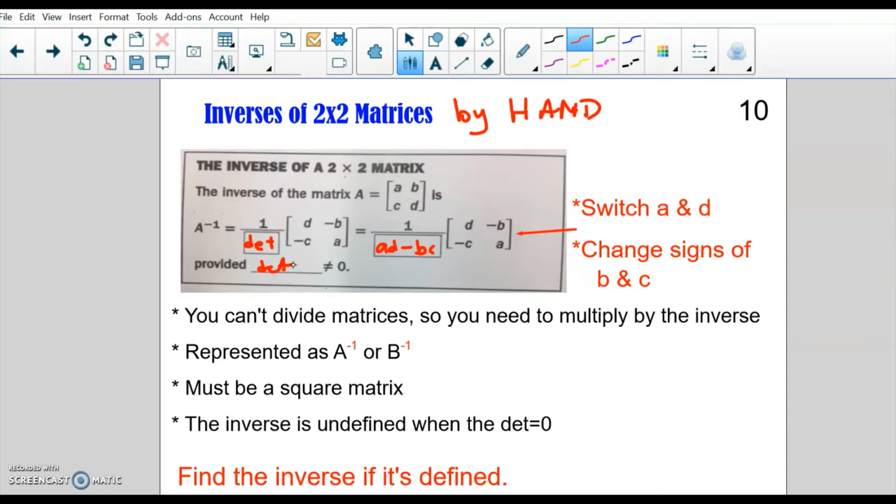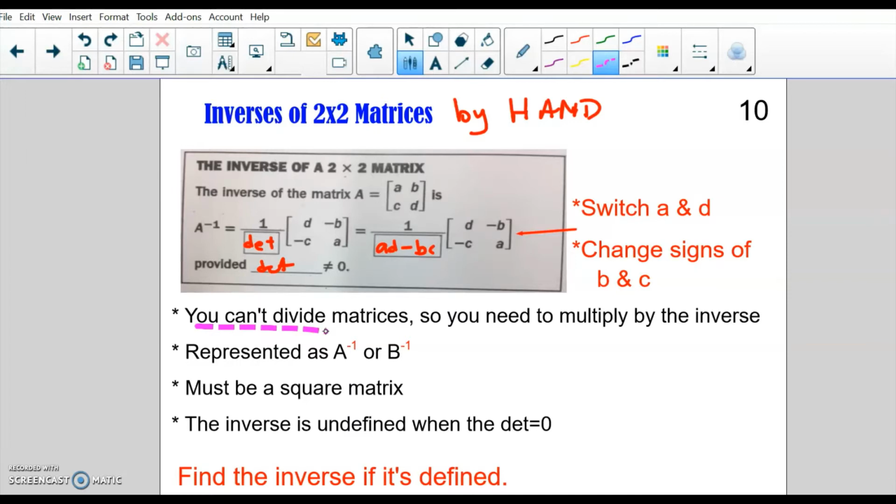So why do we do the inverses of matrices? Well, we can't divide matrices. So we have to do the multiplication of an inverse. Some of you may associate this a little better with multiplying by a reciprocal. So that's why inverses exist.